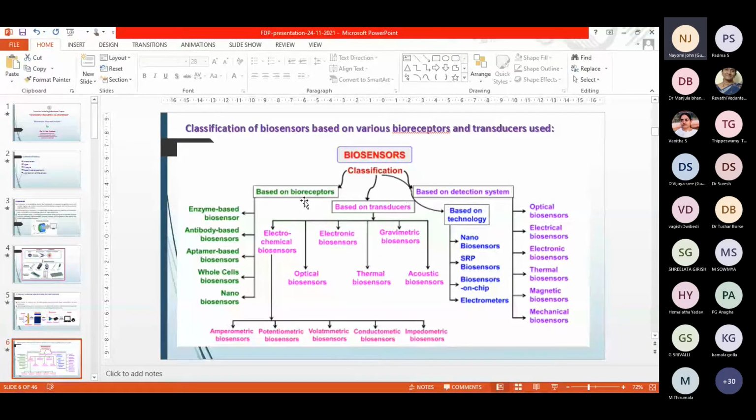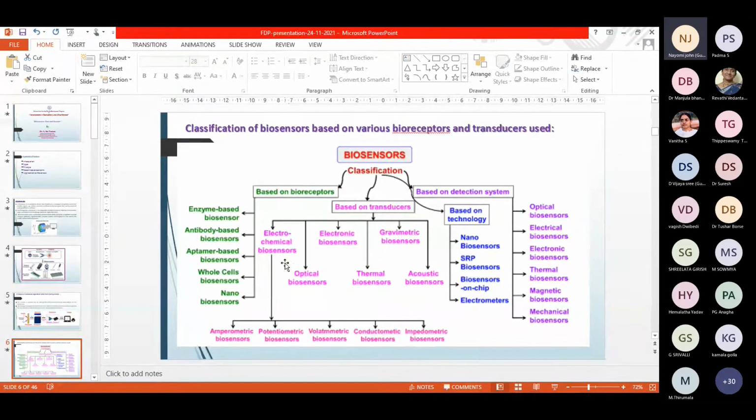In the biosensor, the basic components are, one, the bioreceptor, and the other, the transducer. Based on the type of the transducer, how the signal of the analyte and the bioreceptor will be turned, either into an electrical signal, a heat signal, or a sound signal, the biosensors are classified based on the transducer type. They are either electrochemical biosensors.